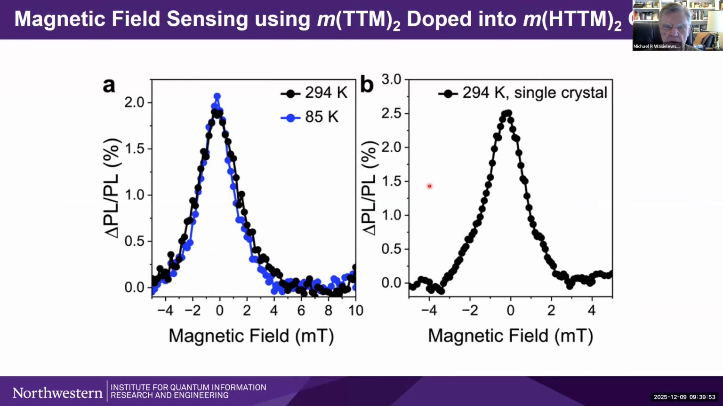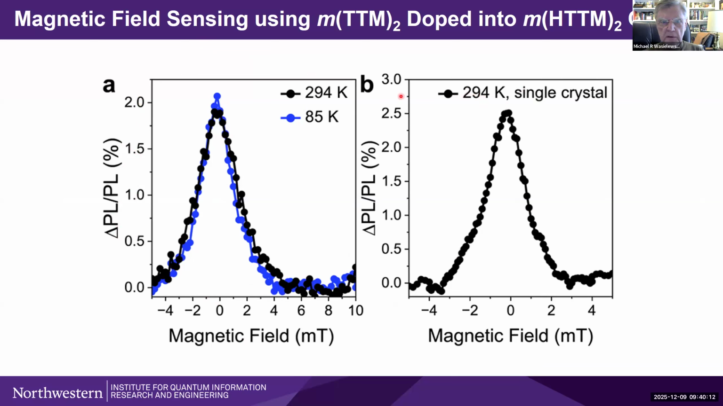Interestingly now, you can actually use this as a sensor of magnetic fields, because here is the luminescence contrast, and this goes up to like 2 or 2.5% now. Basically, either at room temperature or at 85 Kelvin, you get the same result.